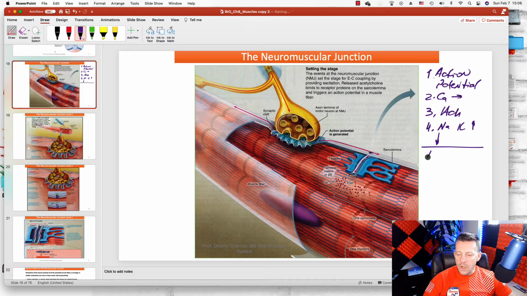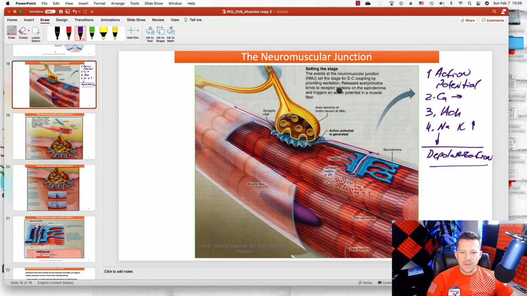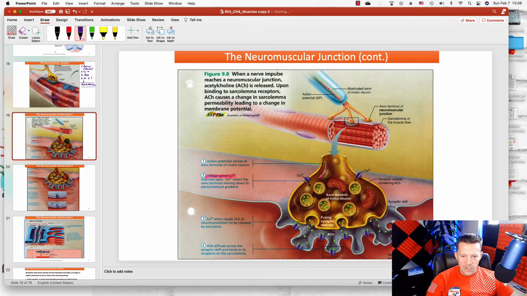And that will lead to depolarization of membrane, and I would say that this is the end of the entire process. And then there's a muscle contraction. There's another process that is involved in actual contraction, but we're looking at this particular stage. So now let's look at this closely.